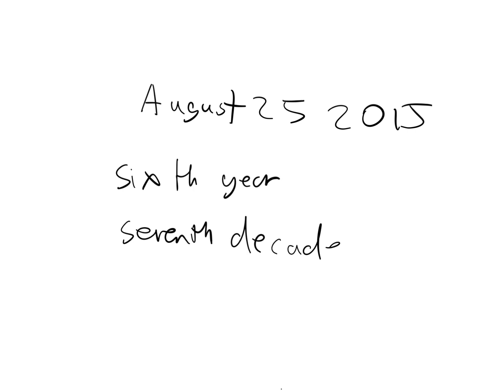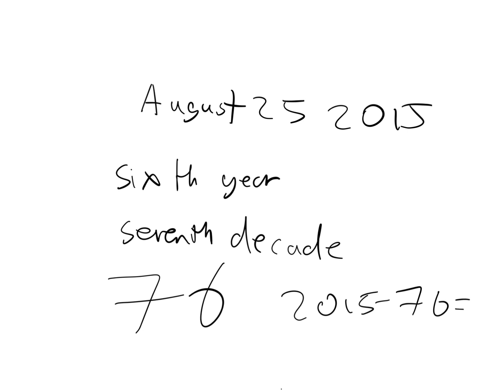So now let's analyze. In this question, it's the 6th year and the 7th decade. It is incredibly tempting, and that is what will probably happen most of the time, to say 76 years old. 2015 minus 76 is equal to 1939, and you put your answer.